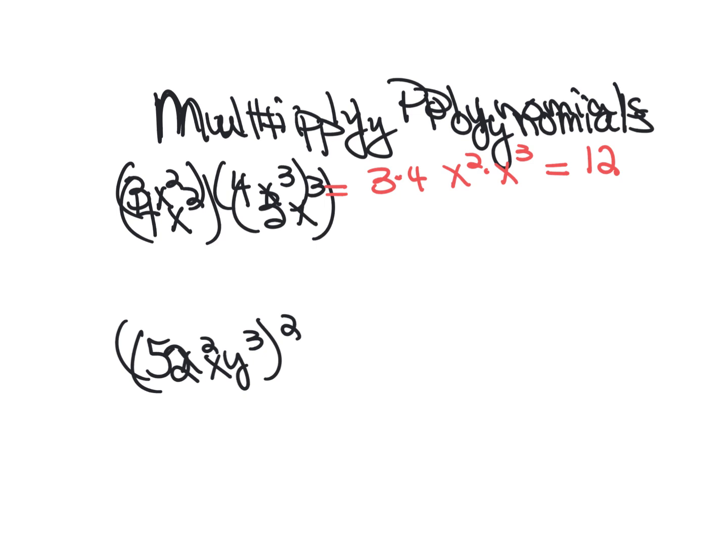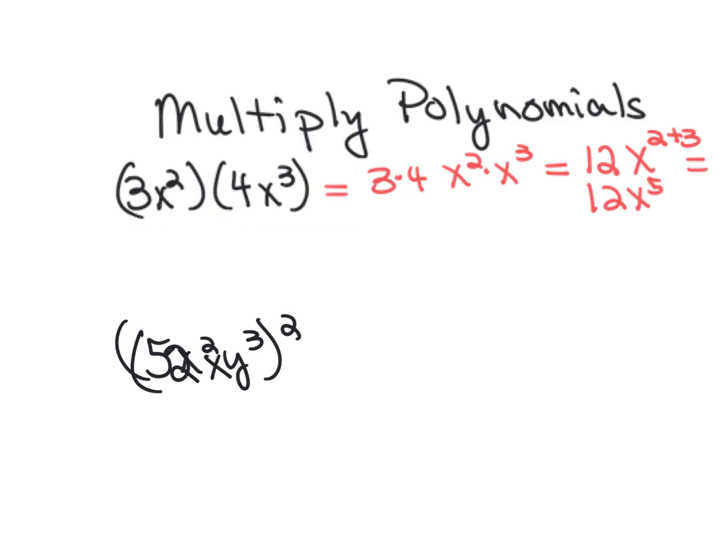When we have a monomial times a monomial, an x times an x, we must add the exponents. Therefore, I would add 2 plus 3, and my final answer would be 12x to the 5th power. So when my x's are side by side, I add those exponents together.